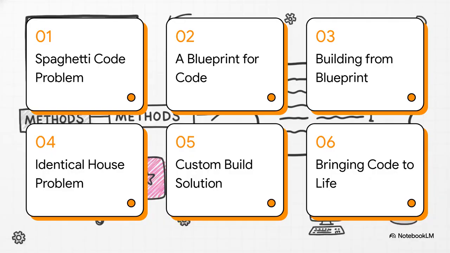First, we'll look at a really common coding headache known as spaghetti code. Then we'll see how a simple blueprint can solve it. From there, we'll use that blueprint to build something, run into a little problem with making identical copies, find a clever solution, and then finally, we'll figure out how to make our code actually do stuff.